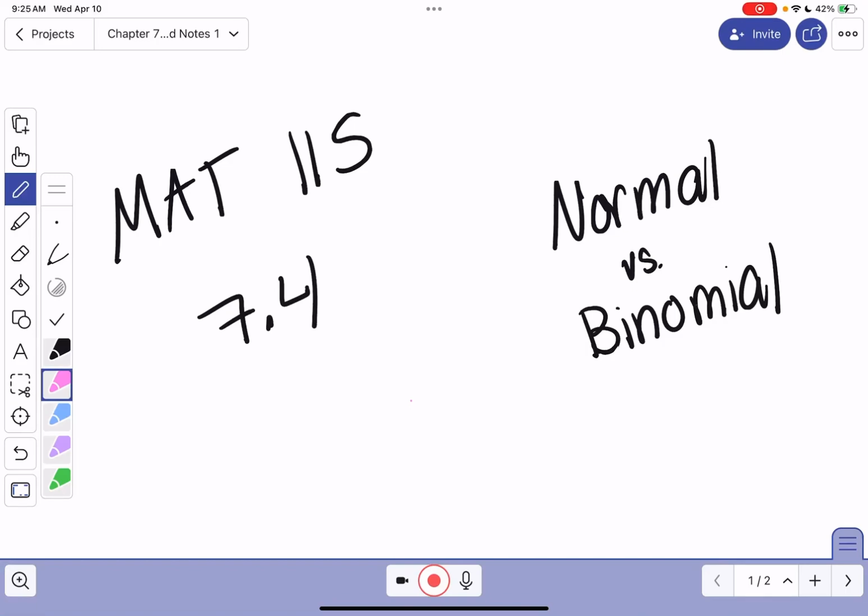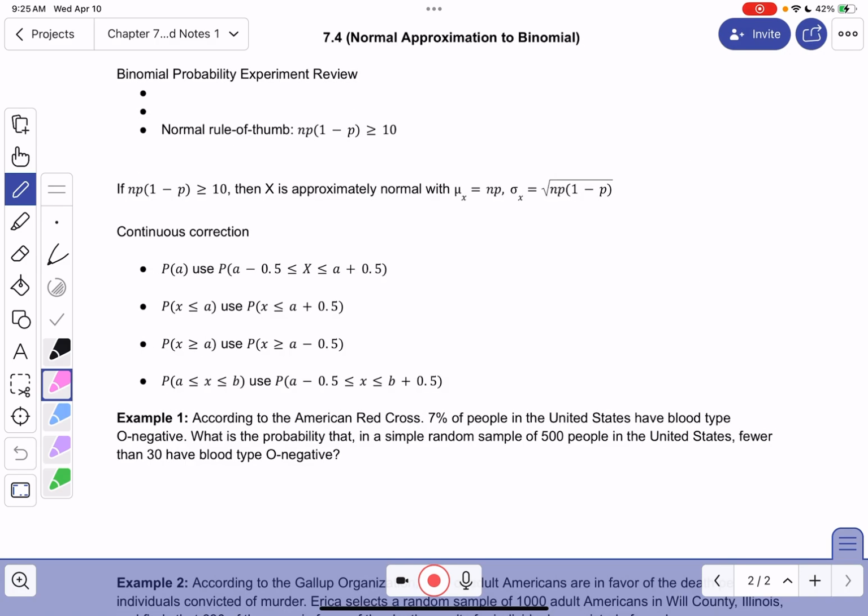Okay, this is section 7.4, which is going to look at using the normal curve to approximate binomial probability. If you remember in 6.2, we did binomial probability, which was binom CDF, PDF, that kind of stuff. So let's review real quick.